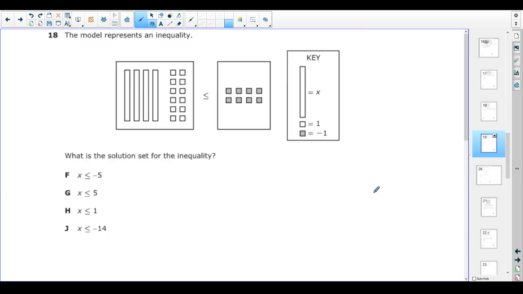Alright, 18. What is the solution set for the inequality? So if it gives you a picture like this, the only extra step is we just have to convert the picture to math. So each of these bars is an x, and there's 1, 2, 3, 4 of them, so this is 4x. Okay. And then each of these squares is a positive, and there are 12 of them, so say positive 12 is less than or equal to, and then each of these shaded in boxes is a negative 1, and there's 8 of them, so that's negative 8. There's our inequality, and then we just have to solve.